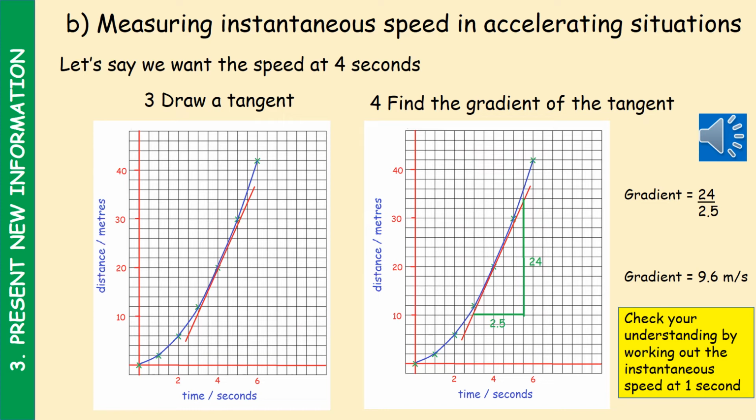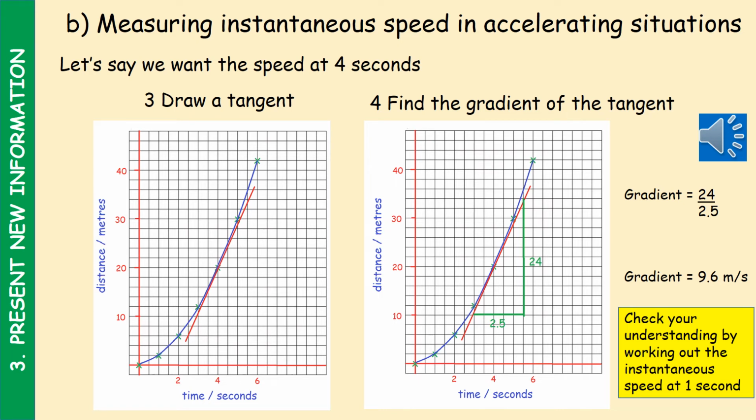So from your graph, the first thing you do is you draw a tangent. Now a tangent is a straight line drawn that touches the curve at one point. And that one point in our case is the 4 seconds. And you'll see here that the tangent deviates from the curve upwards and downwards by about the same amount. That's how you know you've got the tangent correct. It should only touch at 4 seconds.